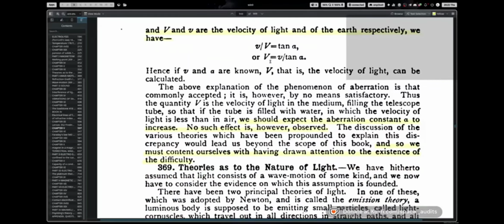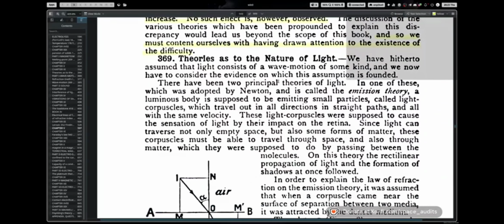Then you would need that velocity component somewhere. So they're going to assert it's the Earth. So this would be how you would determine whether or not that's true. So we'll read about the previous theory here.